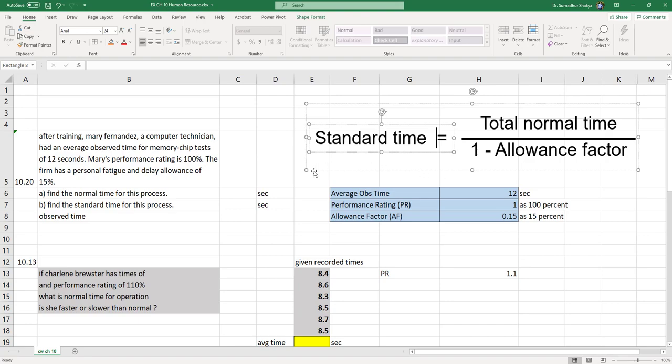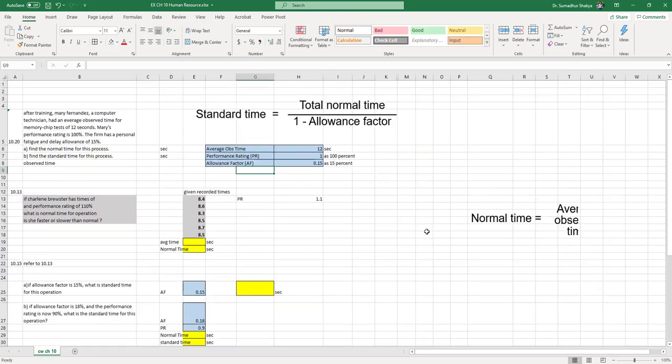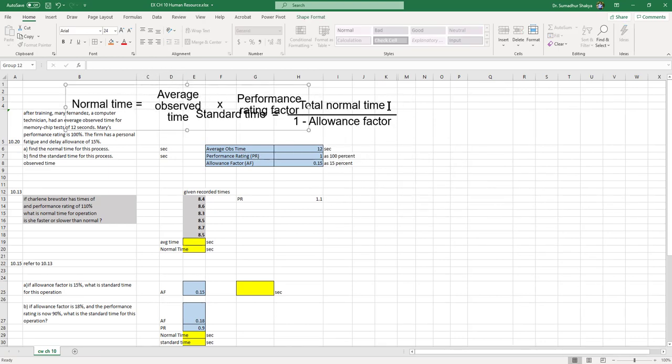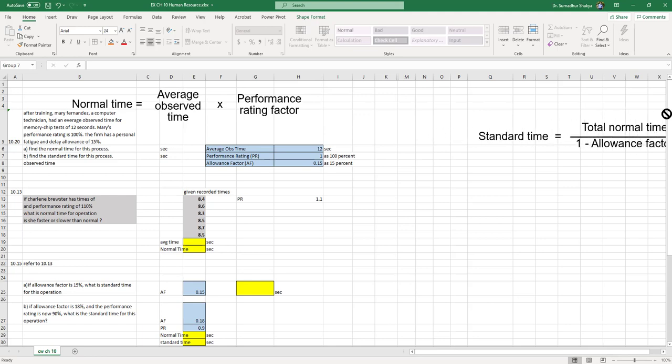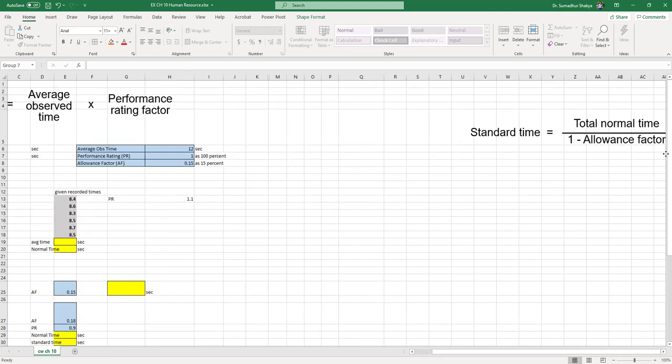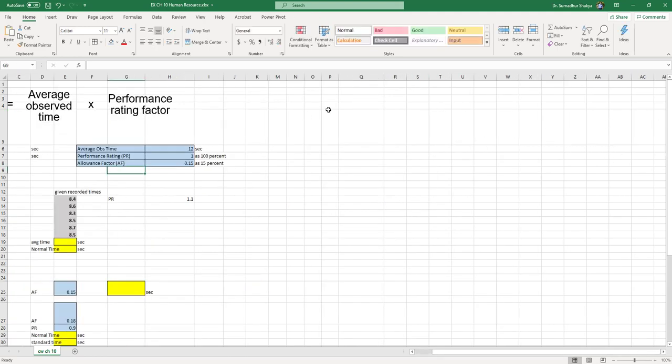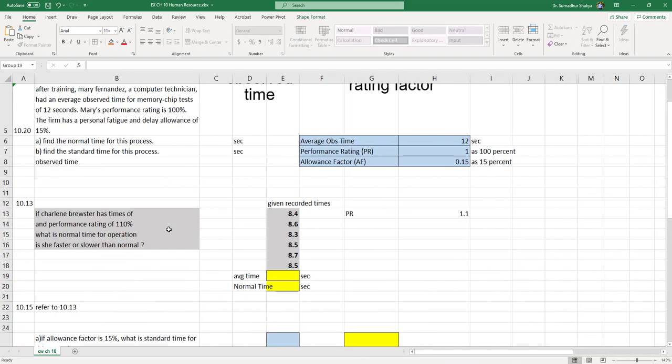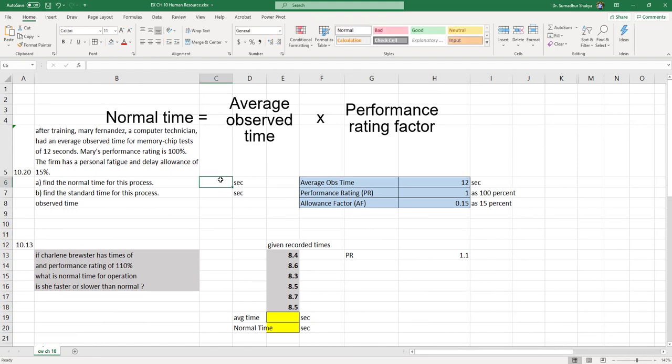before we get to the standard time, I need the formula for normal time. Okay, so there we have it. So normal time is defined as average times multiplied by the performance rating, which is 1, so it doesn't change much. And then I'm going to make sure that it's highlighted as calculation.